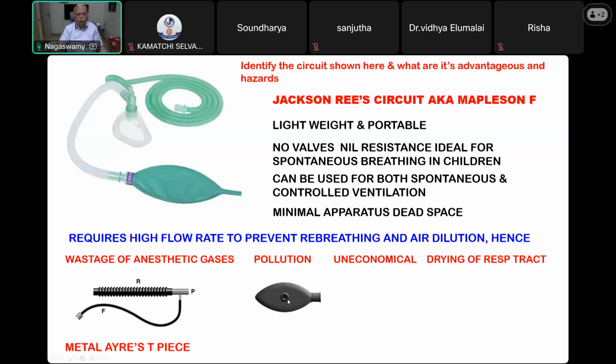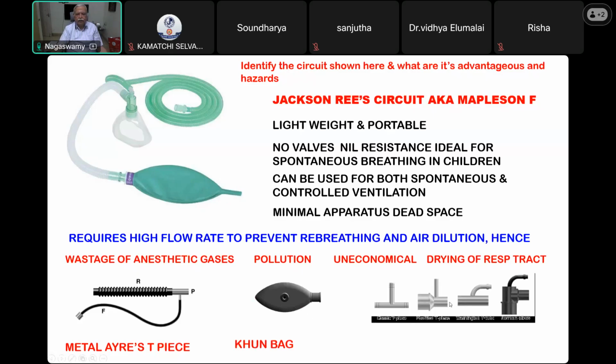Instead of that, to use it with one hand, somebody made a hole in that, and this is called the Kuhn bag. Okay, very good. So these are all the different types of T-pieces, metal pieces. They are called the classical, modified, Washington, and Norman.